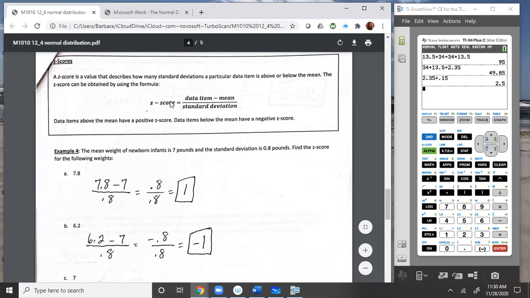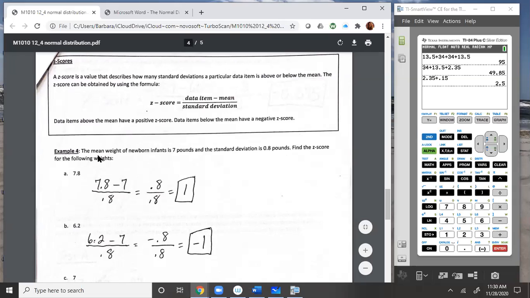So the z-score corresponds to how many standard deviations a score is away from the mean. In example 4, the mean weight of newborn infants is 7 pounds. The standard deviation is 0.8 pounds. Find the z-score. So the z-score is equal to the data minus the mean divided by the standard deviation.